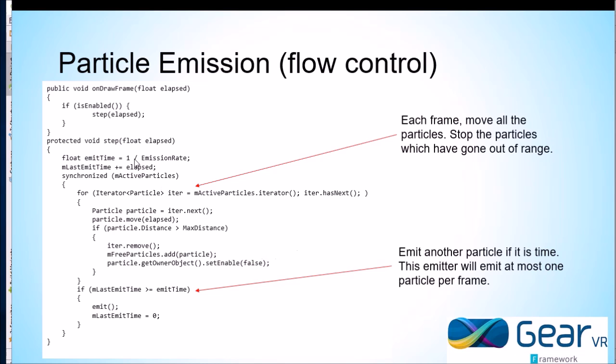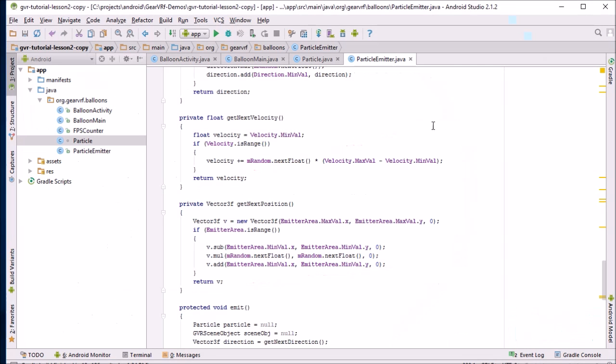So as you remember, the step function is where our flow control is. Each frame we move all the particles, and we'll stop the particles which have gone out of range. So this is where we call our particle move function, and then we compare it with the maximum distance so that we can free the particle and allow it to be reused. Here's where we check whether or not we need to emit a particle again in this frame. Now this particular implementation of a particle system will emit at most one particle per frame. That's a simplification. Normally the logic there would be a little bit different.